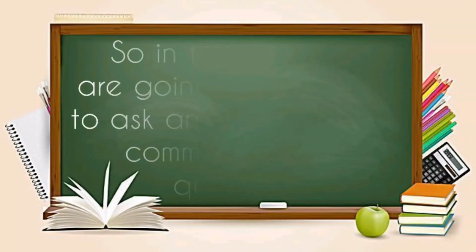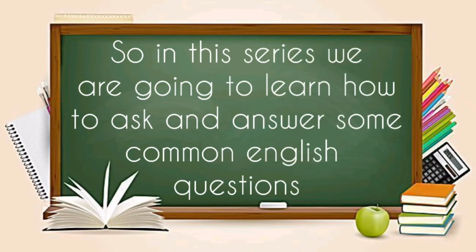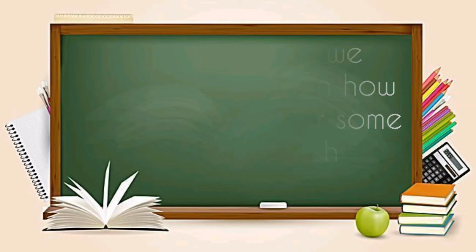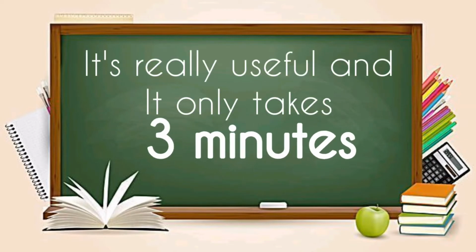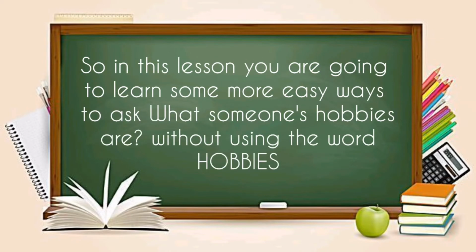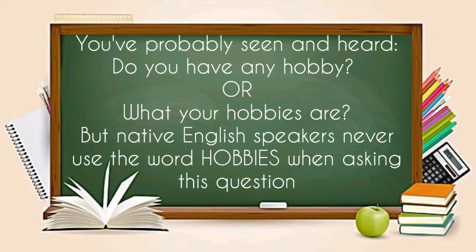So in this series, we're going to learn how to ask and answer some common questions in English. It's really easy and it only takes 3 minutes. In this lesson, you're going to learn how to ask what someone's hobbies are without using the word hobby. You've probably seen the question, do you have any hobbies? Or what are your hobbies? However, native English speakers never use the word hobbies when asking about them.